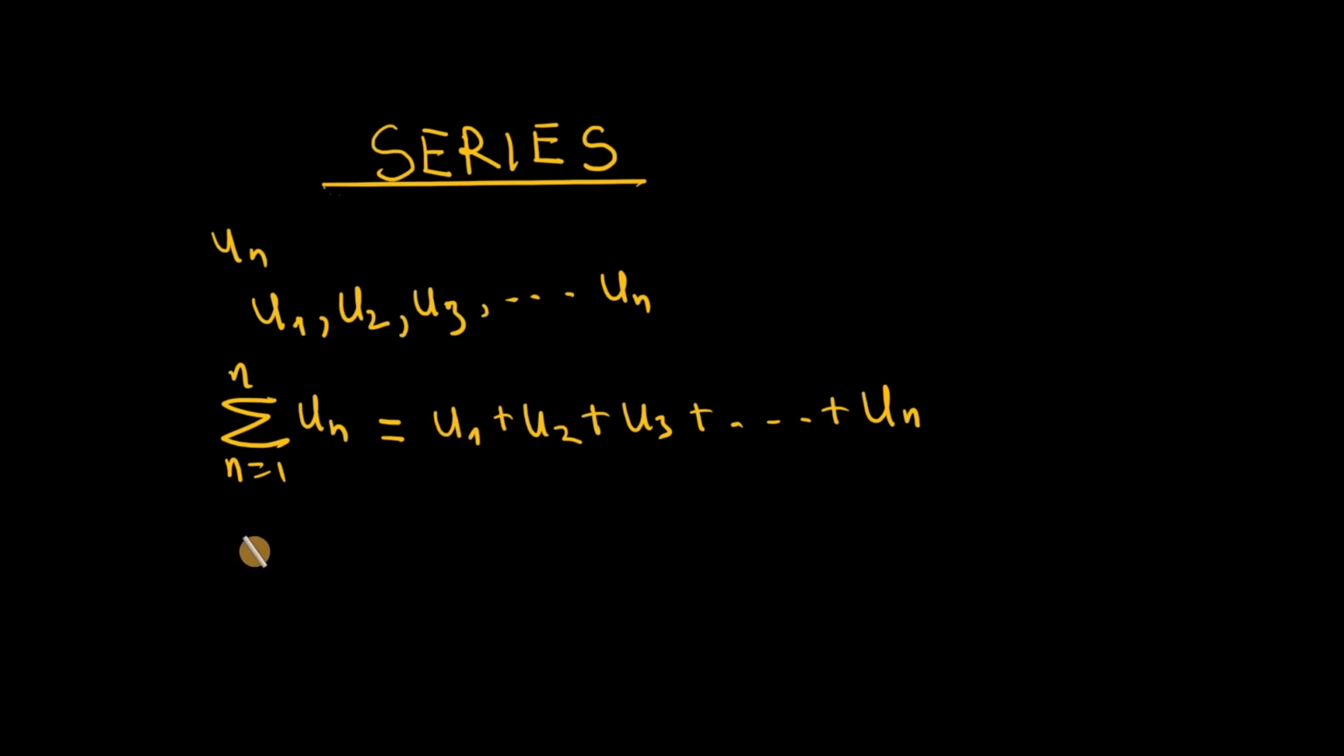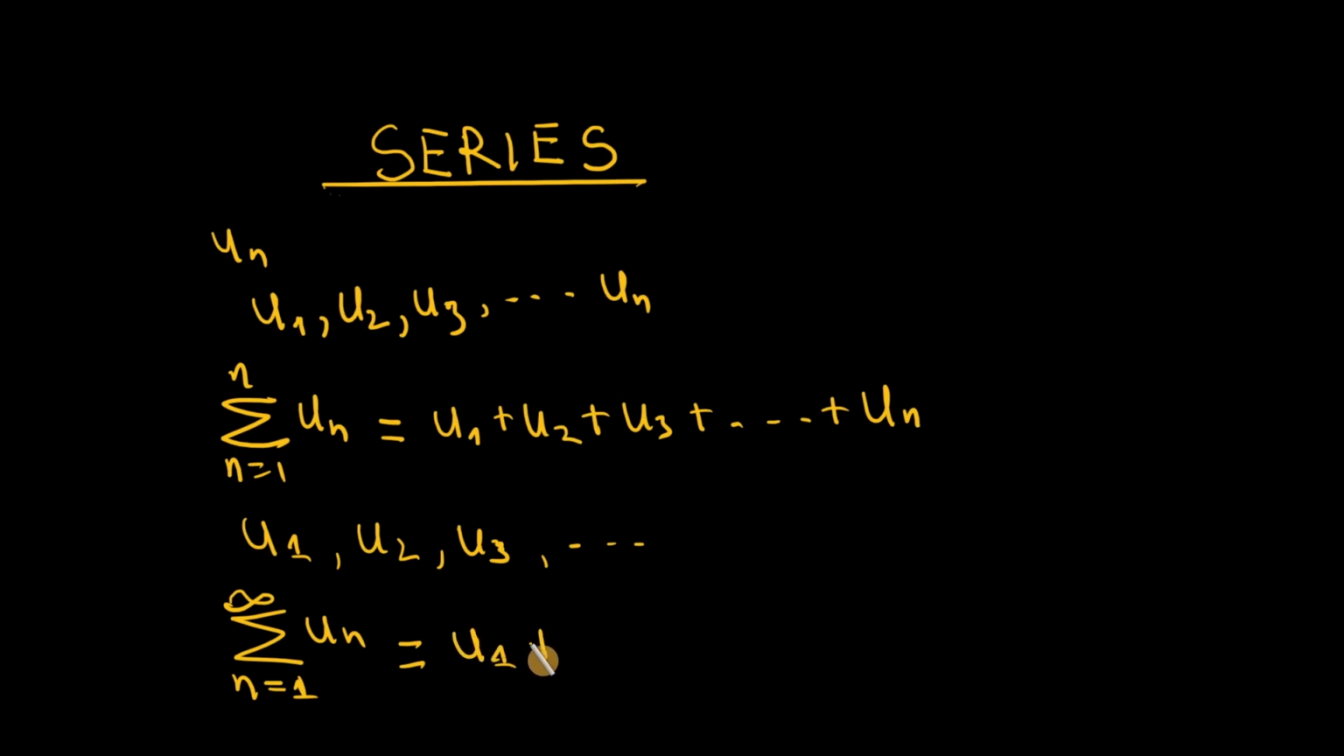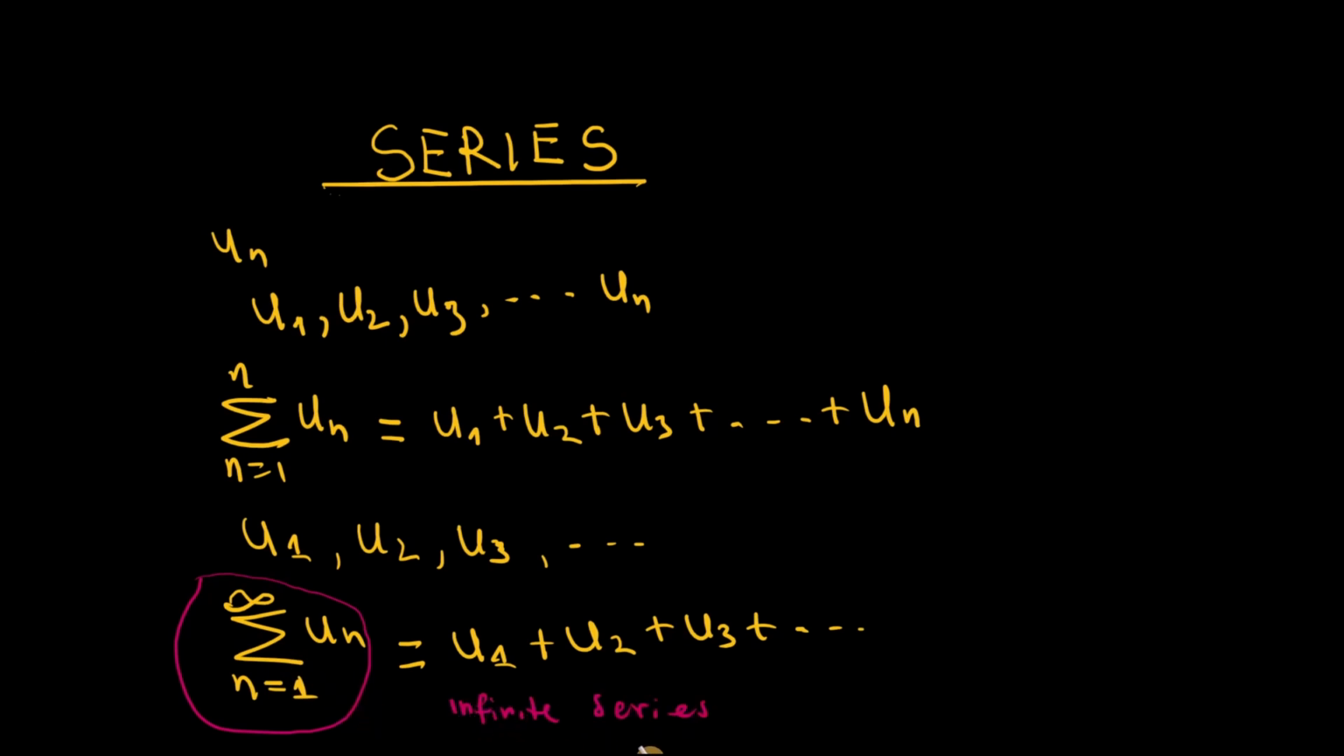Let's say u_n starts from u1, u2, u3 up to infinity. That is, u_n is infinite. Then the summation of u_n from n equals 1 to infinity is equal to u1 plus u2 plus u3 plus up to infinity. Since the sum of the sequence starts from u1 up to an unknown or no n, this expression is called an infinite series.